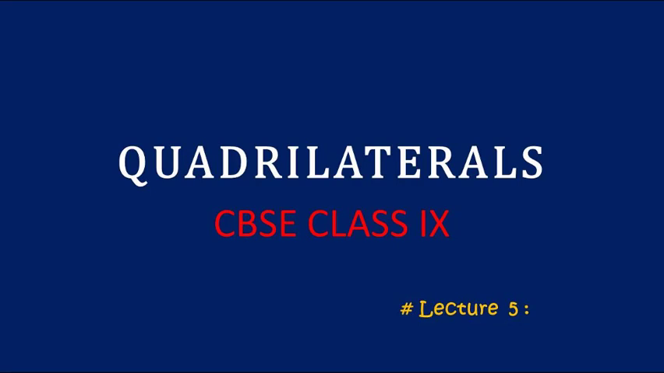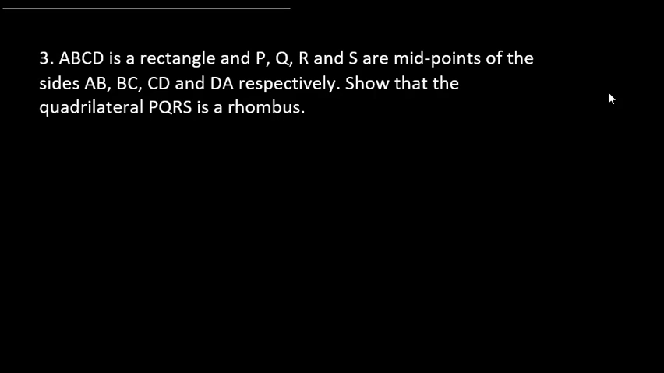Namaste class, welcome. Let us discuss question number 3. The question is: ABCD is a rectangle and P, Q, R, S are the midpoints of the sides AB, BC, CD and DA respectively. Show that the quadrilateral PQRS is a rhombus.